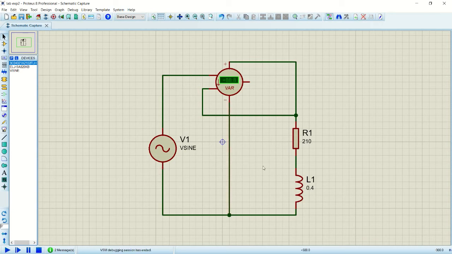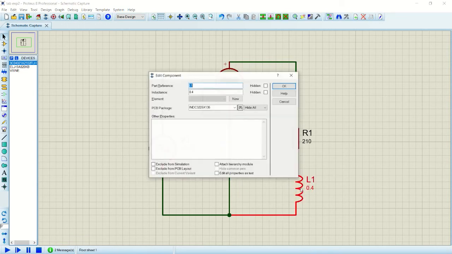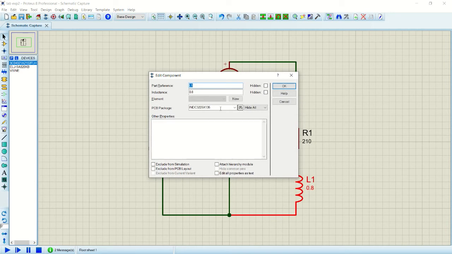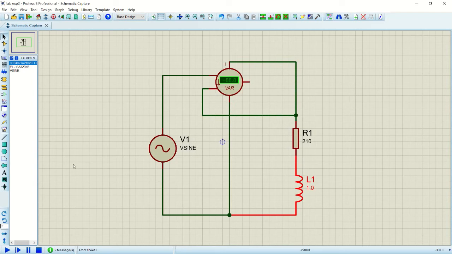For the second reading, we need to change the value of inductor to 0.8, and we will get 23.5 VAR. For the third reading, we need to change the value of inductor to 1 Henry, and we will get 22 VAR.